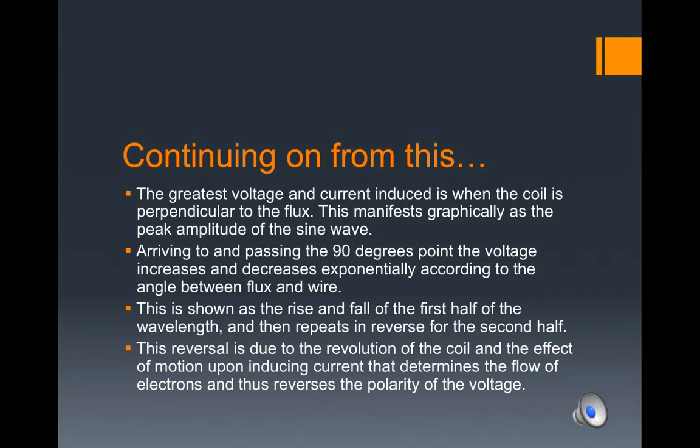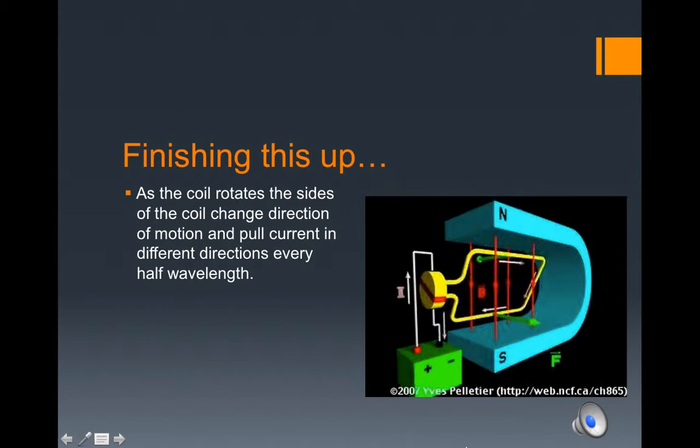This reversal is due to the revolution of the coil and the effect of motion upon inducing current that determines the flow of electrons and reverses the polarity of the voltage. Finishing this up, as the coil rotates, the sides of the coil change direction of motion and pull current in different directions every half wavelength. This results in the AC sine wave, which is the focus of this presentation.